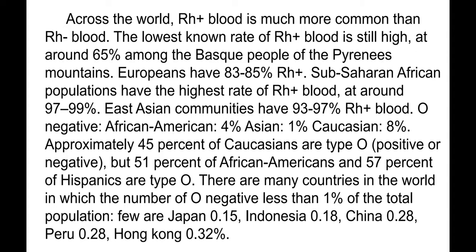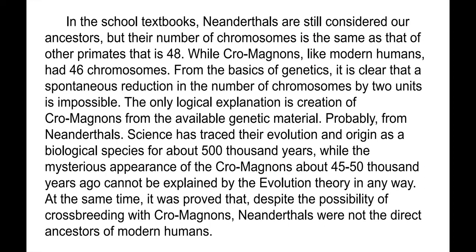And O negative is considered pure blood, because pure blood means the genes which produce marking proteins for the rhesus factor and for groups A and B are absent. And they are all recessive.